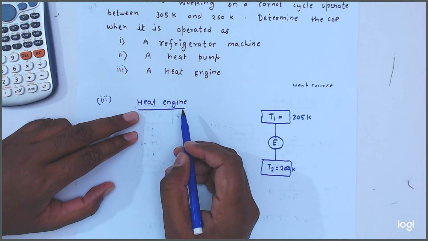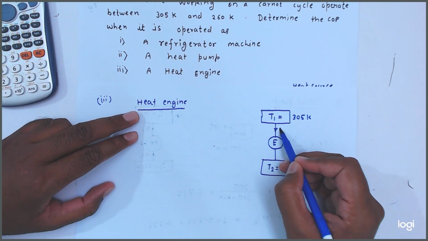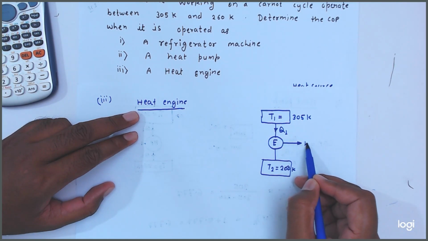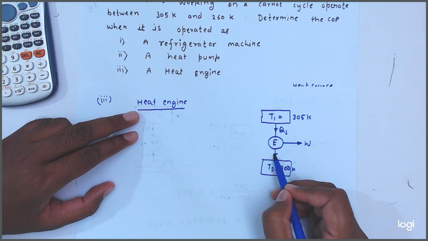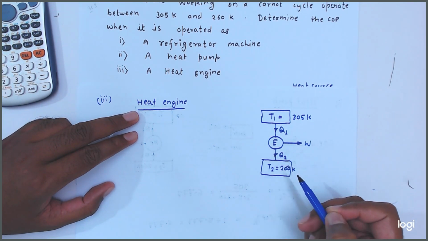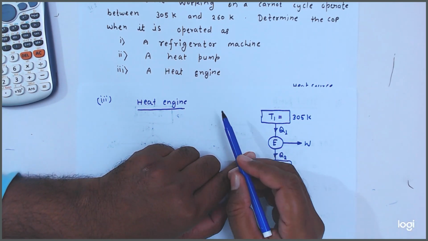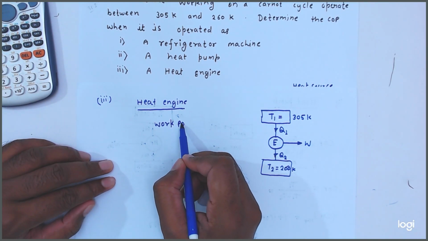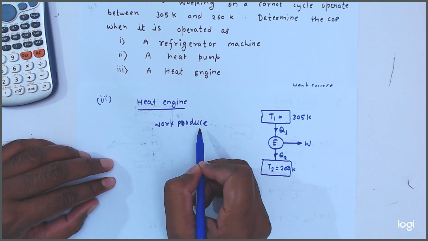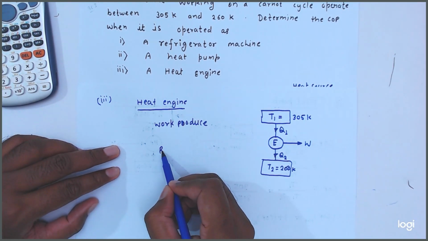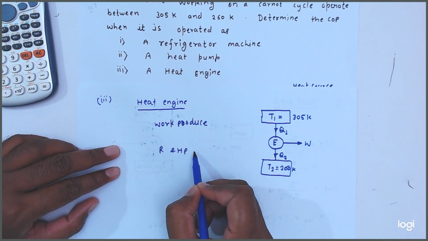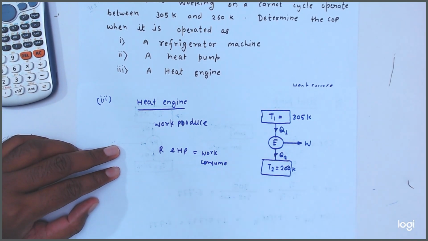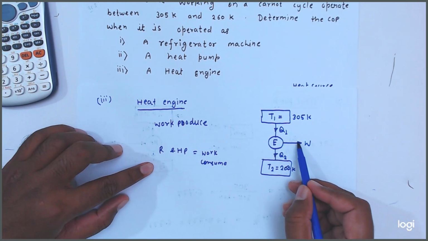What does an engine do, friends? It receives heat at higher temperature and gives output work, and the rest it rejects to the sink. So a heat engine produces work, and refrigeration and heat pump consume work. So here work is being produced.